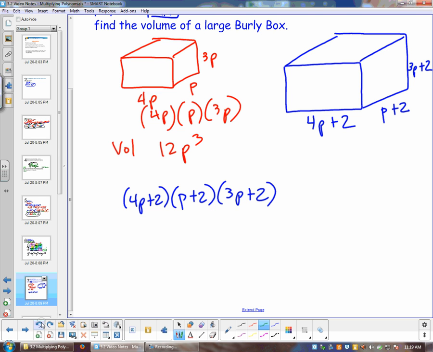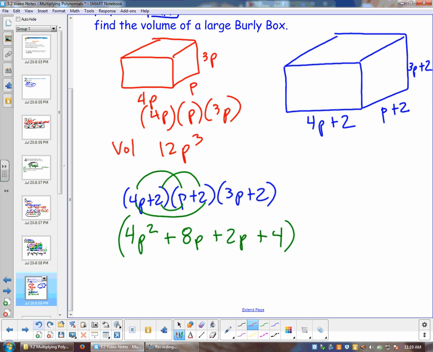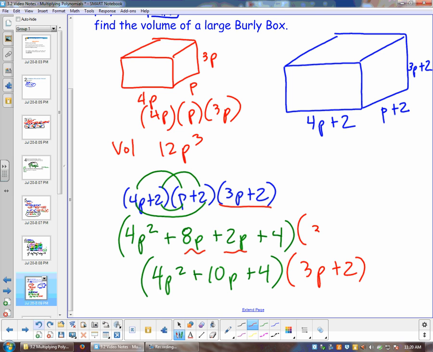So if we do that, we would have first terms, 4p times p is 4p squared. Outer terms would be 4p times 2 is 8p. Inner terms would be 2p. And the last terms would be 2 times 2 gives us 4. So I can simplify this because I see that I do have some like terms here. So I think I would end up with 4p squared plus 10p plus 4. And then we still need to multiply that by the 3p plus 2 right here.